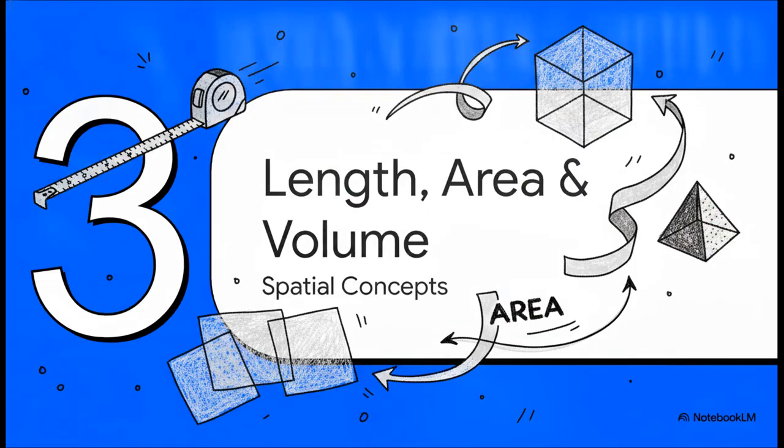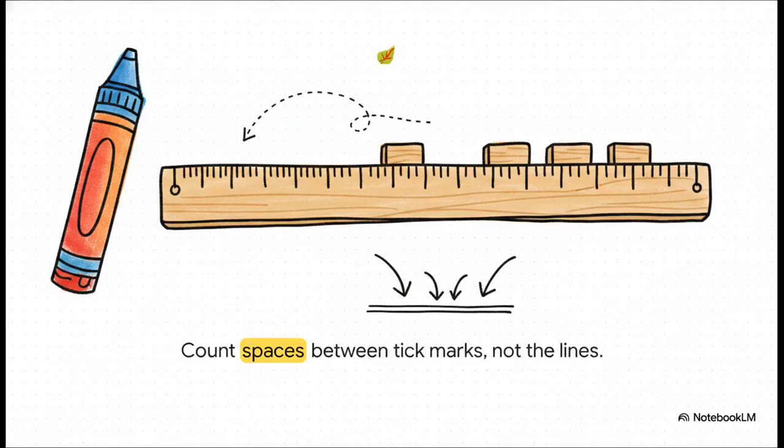Section 3. Length, area, and volume. To see how these spatial concepts connect, let's start with length. When we look at measuring something simple, like a crown with a ruler, we hit a really foundational point. Students absolutely must learn to iterate and count the actual spaces or the physical units themselves, not just the tick marks, not just the numbers.